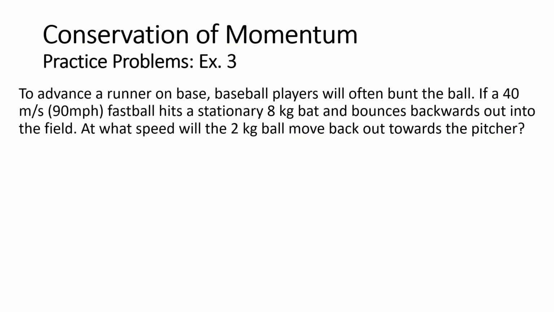So let's talk about it. This first example, number 3, is really easy if I'm being completely honest. To advance a runner on base, baseball players will often bunt the ball, right? Baseball or softball both will do this. So if you've got a 90-mile-an-hour fastball coming in, not very fast, sure, it's about 40 meters per second, and it hits a stationary, because they're bunting, 8-kilogram bat, and the ball bounces back into the field towards the pitcher, what is the speed of the 2-kilogram ball after it bounces backwards?